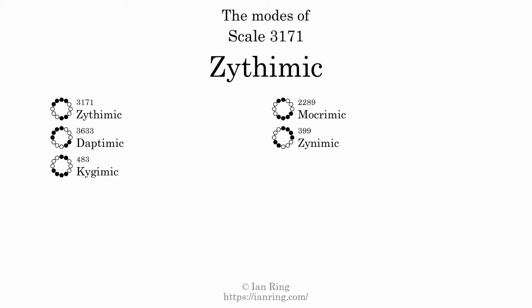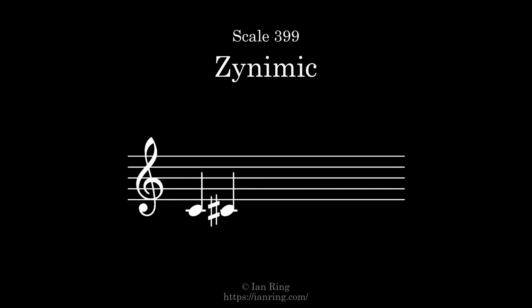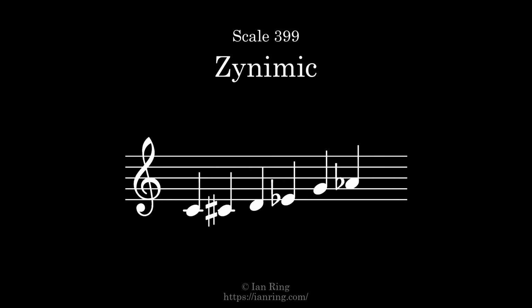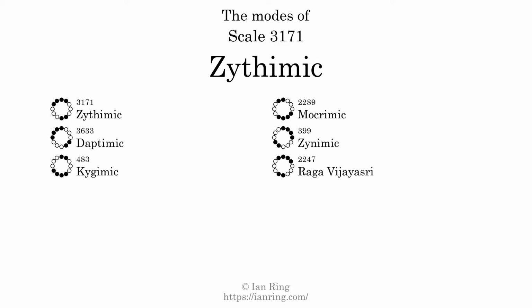The fifth mode is scale 399, also known as zythimic. It sounds like this. The sixth and last mode is scale 2247. Also known as Raga Vijayasri. It sounds like this.